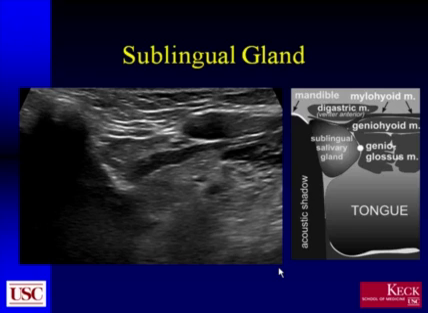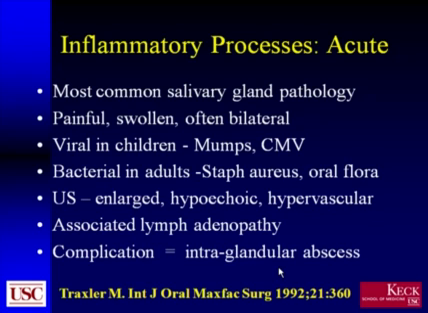Again, you can see the shadowing on the left-hand side of this image. You can see the shadowing from the mandible, and you can see the various muscles in the floor of the mouth to the right of it in this image. And again, it has that relatively homogeneous grayscale appearance seen in all of the other salivary glands.